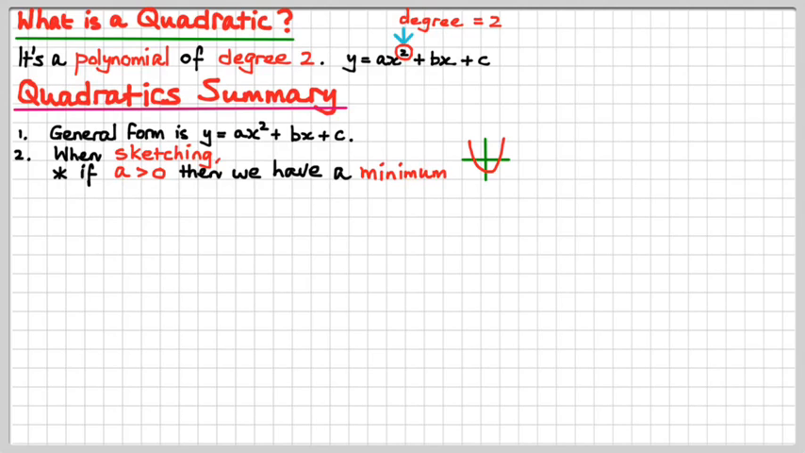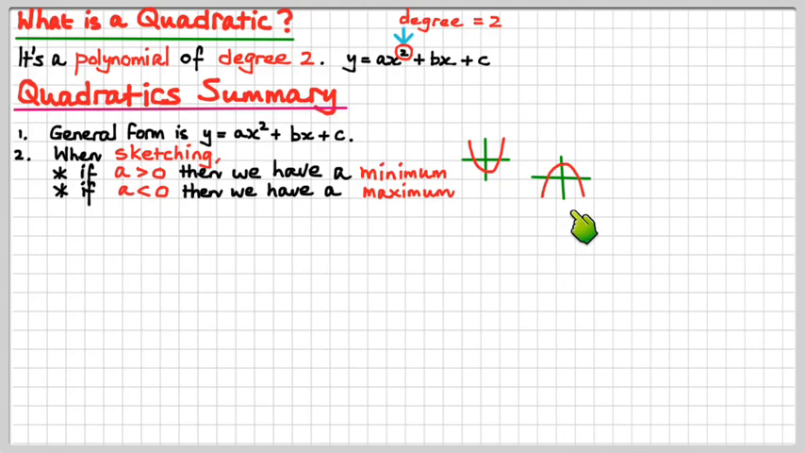When sketching, if the a coefficient is greater than 0, then we have a right way up, if you like, quadratic, which has a minimum here at the vertex. And if a is less than 0, we have an upside down quadratic which has a maximum at the vertex. Now, c is the value of the y-intercept. In other words, when x is 0, that'll be 0 plus 0 plus c. So that's what gets you the y-intercept.